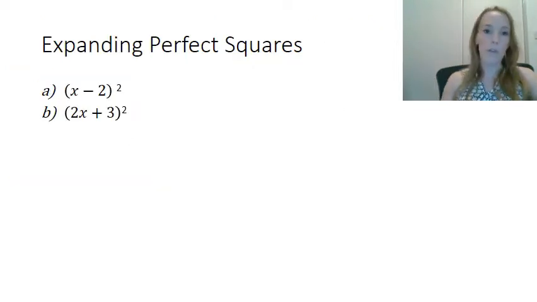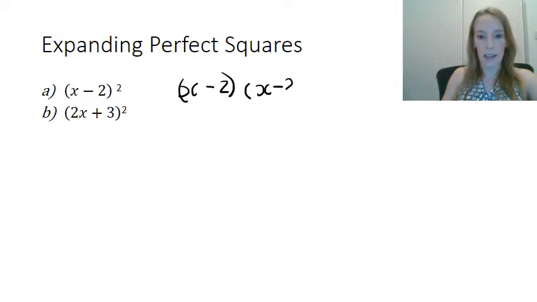Okay, so we've got a few more examples of expanding perfect squares. So I'll start off with A. We've got (x take 2) squared. So that's the same as doing (x take 2), I should put that in brackets, and then (x take 2).